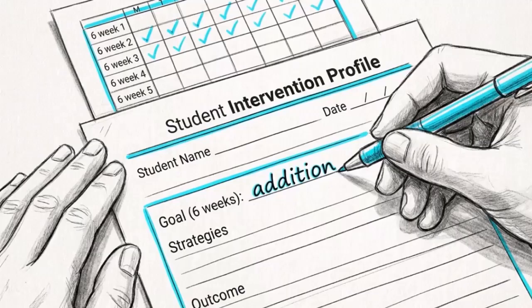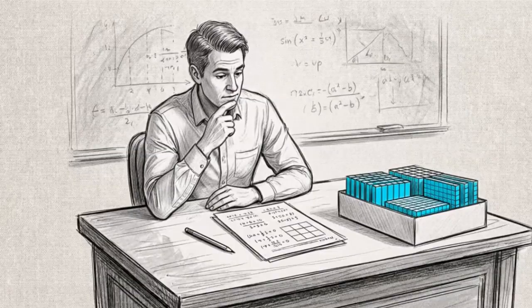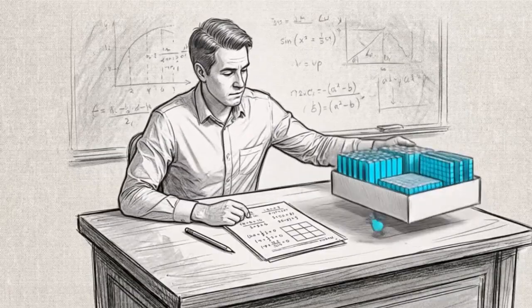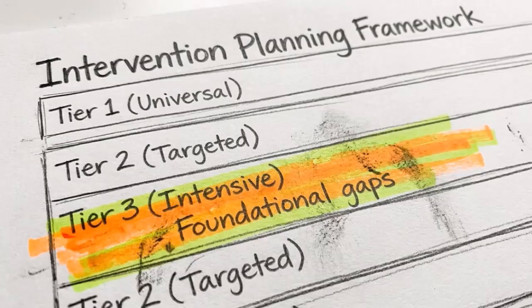Use that gap to set a measurable goal. If the student struggles with regrouping procedures, the 6-week goal should focus specifically on mastering multi-digit addition. Correctly identifying the reason behind a mistake is the prerequisite for choosing an intervention path that effectively addresses the student's needs. With the profile complete, we can now match the student to a specific instructional intervention strategy.